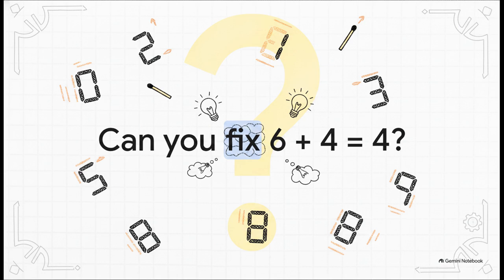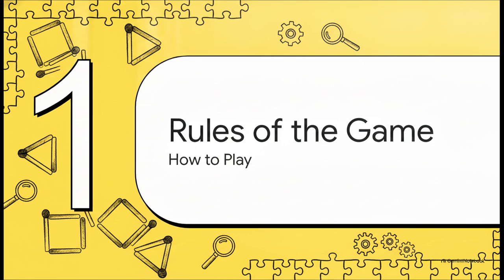Now imagine you're tasked with fixing this equation. The goal is to make the math perfectly correct, but you have very, very limited resources to do it. Just take a second to look at the shapes of those numbers. They're formed just like an old school digital alarm clock. Have you spotted a potential fix yet? Okay, let's jump straight into part 1, the rules of the game.